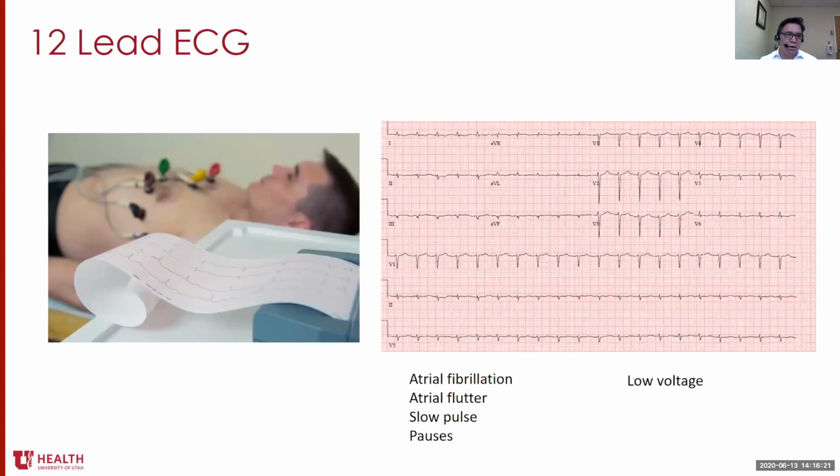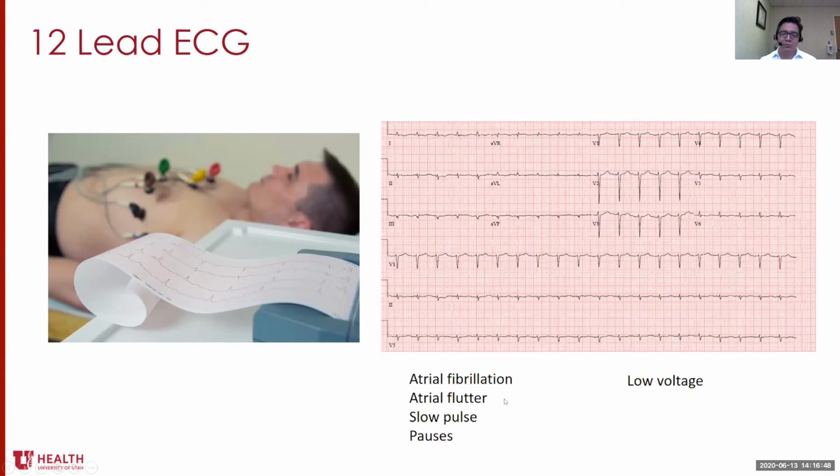Also, I guarantee you, all of you have had an EKG. Basically, we're looking at the electrical system. You remember we talked about atrial fibrillation, atrial flutter, slow pulses, pauses. This is what your cardiologists are looking for. When they do an EKG, this is what they want to know: if you have atrial fibrillation, atrial flutter, slow pulses, or pauses.